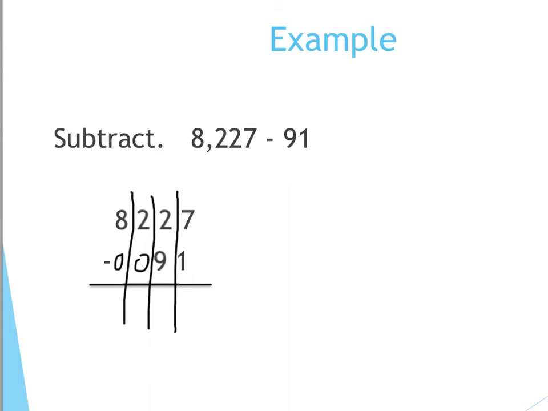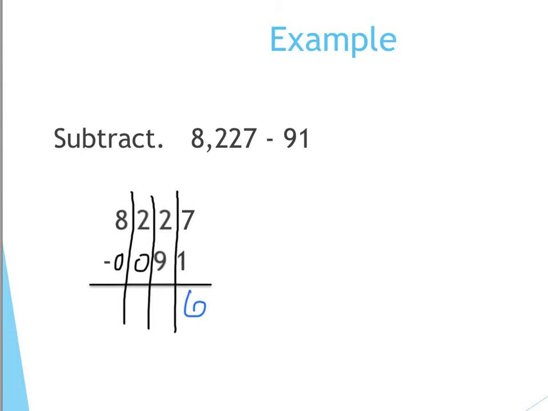That is okay. Now we're going to start in our right-hand column and say 7 minus 1, which will give me 6. We move over to the tens column, and I have 2 minus 9. Well, I can't take 9 objects if I only have 2 of them. So this is where I have to borrow.